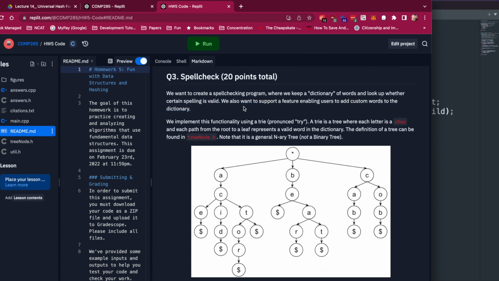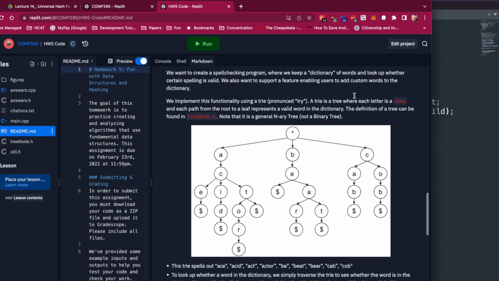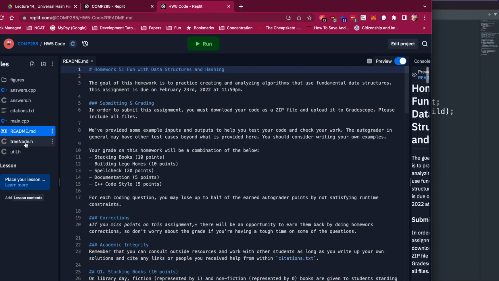The next question is actually fairly interesting. We are going to be working with a data structure called a trie. So the way a trie works is essentially it's a tree. It's a tree that could have many, many children. So you can actually look in treenode.h. So let's take a look there.